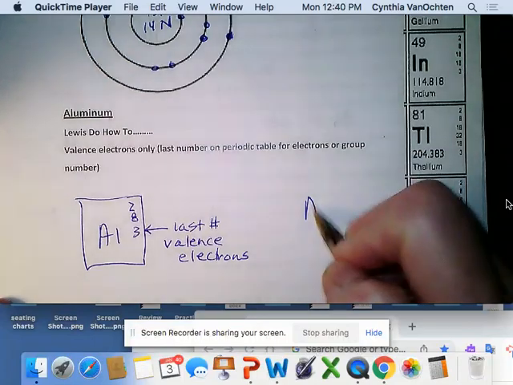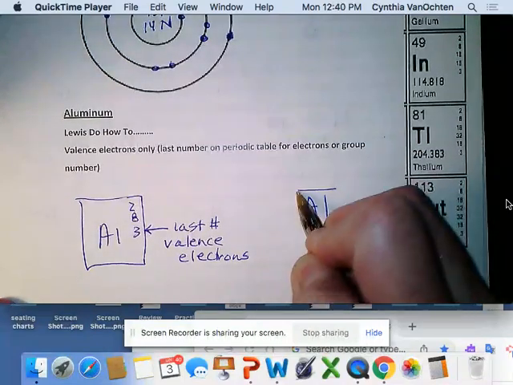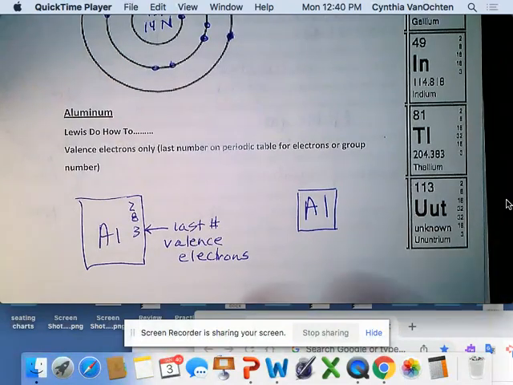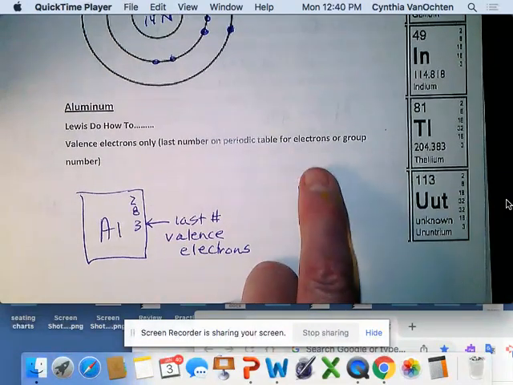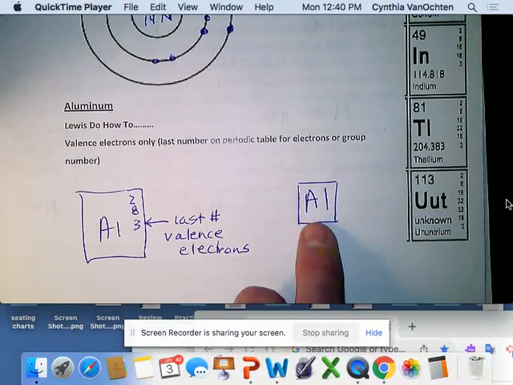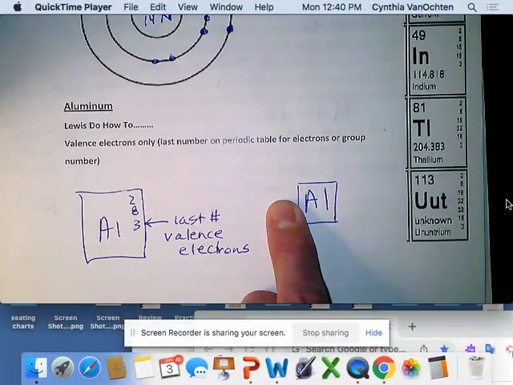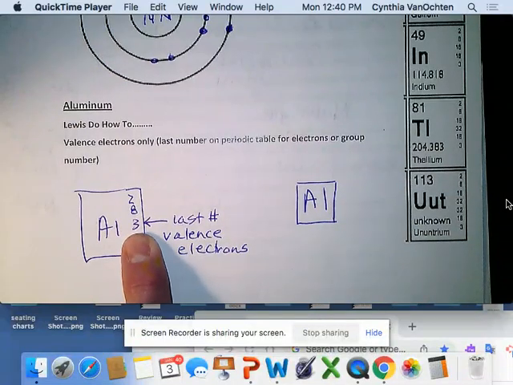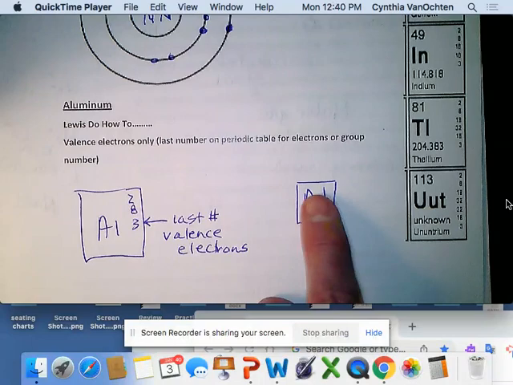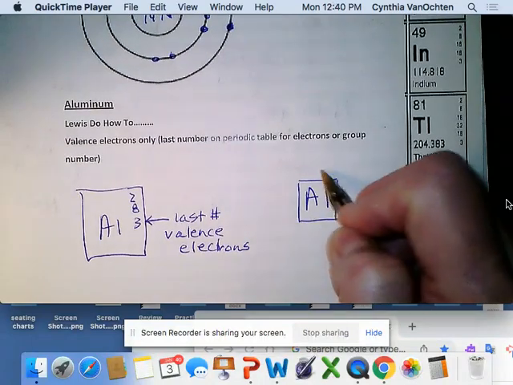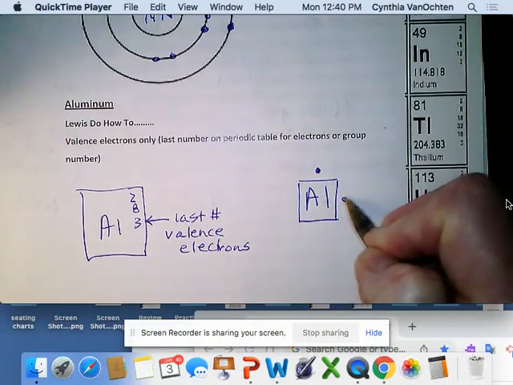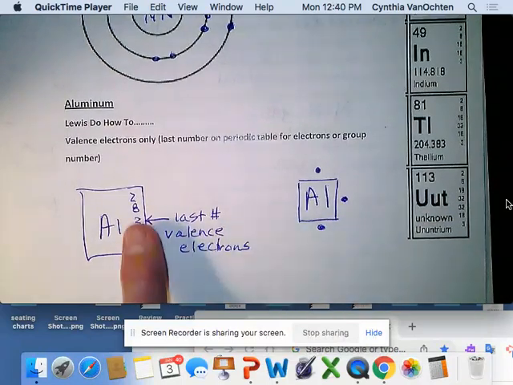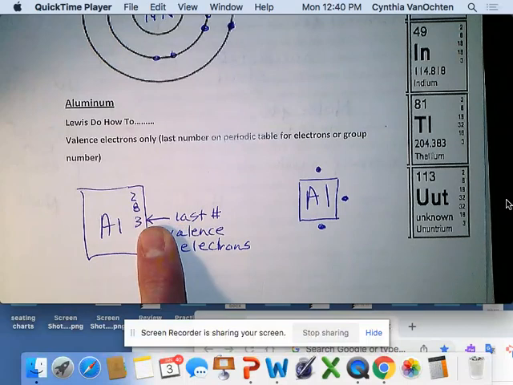So you write the symbol, then you pretend, if you want to do this, you can, but you don't have to, there's a box around it, and you're allowed to put up to 2 electrons on each side of the box. So an atom's going to be stable if you have 2, 4, 6, 8. But aluminum only has 3. So I'm going to put 1 on each side. That's my Lewis dot for aluminum. It's got 3 dots, so you're showing how many electrons are in the outer ring.